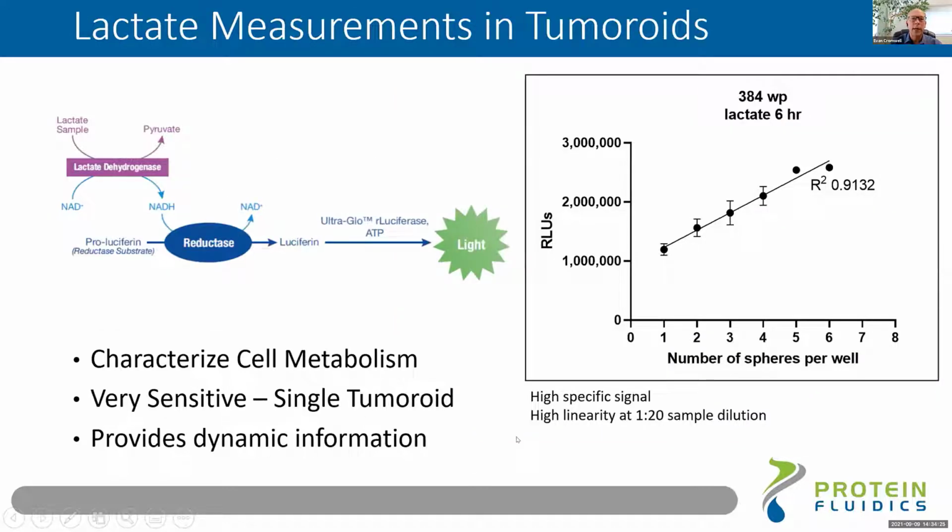So we use the lactate measurement here. This lactate assay, again, shown by Yolanta, allows you to look at single spheres. In this case, looking at tumoroids and looking at number of spheres per well, the type of signals we're getting. So very sensitive. It actually works really well with our system because of the small volume that we have in our wells and the small volume required for this assay.